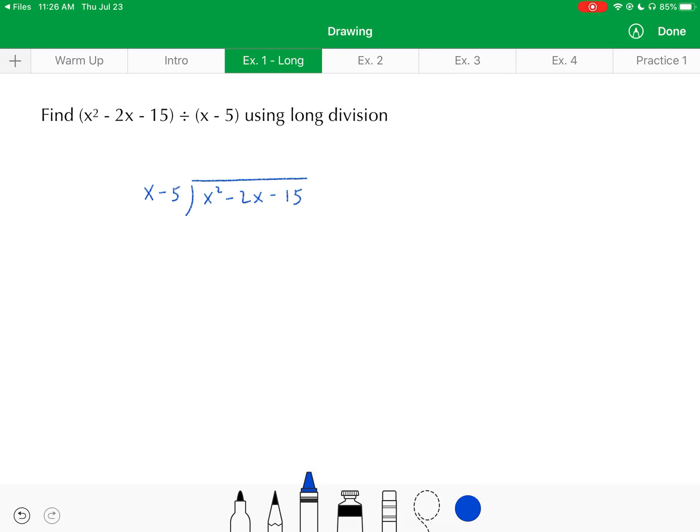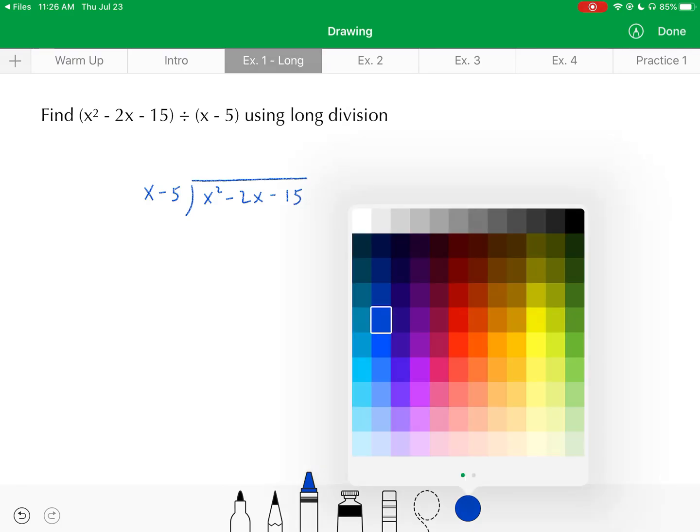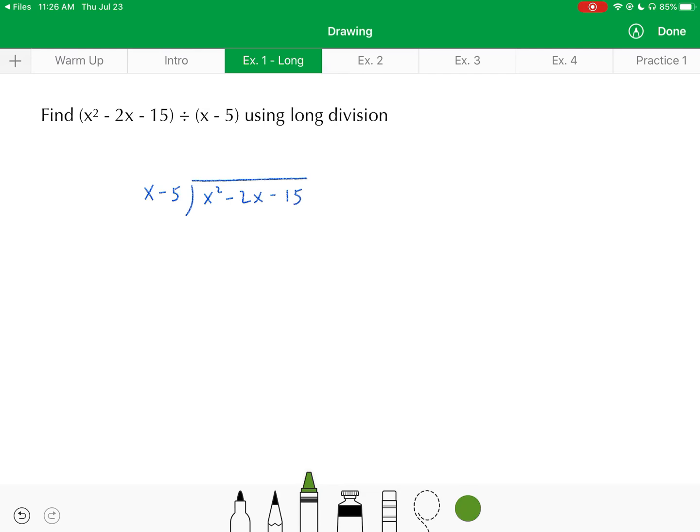Now, here's the question that I ask myself. I always want the leading term of the dividend to get canceled out. So in this case, the leading term is x squared. So I ask myself, what should the divisor of x minus 5 be multiplied by so that at the very least I get an x squared to result, okay? And the answer in this case is x, all right? So I'm going to place an x up here for the start of my quotient.